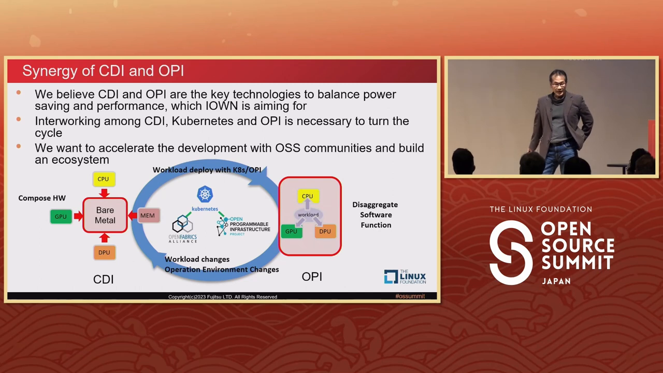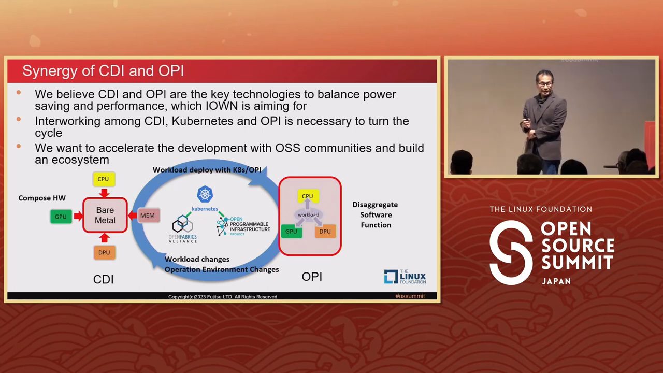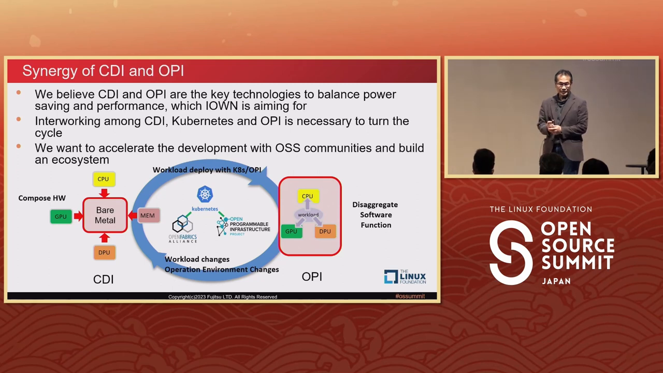We believe CDI and OPI are the key technologies to balance power saving and performance. CDI enables power saving by composing minimum necessary components, and OPI enables higher performance by disaggregating software functions to accelerators. These two technologies affect each other depending on workload changes. To turn this cycle, we believe interworking among CDI, Kubernetes, and OPI is necessary. We want to accelerate the development of these technologies with OSS communities.